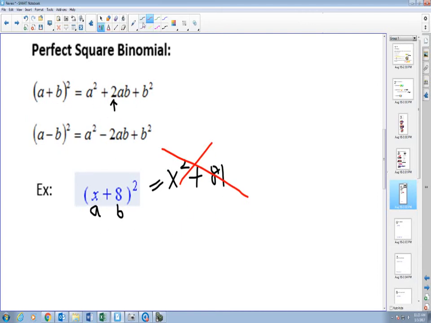You have to memorize the formula. So a squared, that means your x has to be squared, plus 2ab, take the number 2 times your x times your 8, that will give you 16x, plus your b squared, which is 64, and that's your answer. It's a trinomial answer. The difference between the plus version and the minus version is this sign right here. The last sign always has to be positive.